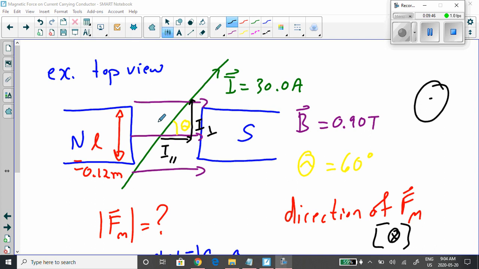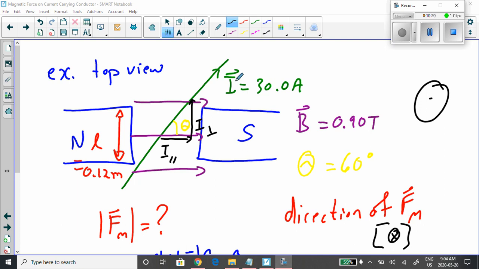All right, let's do an example. Let's say you've got a north-seeking pole of a magnet here, and a south-seeking pole of a magnet here. Let's say the magnets are L meters wide. That tells us how wide the magnetic field is, and let's say it's 0.12 meters. That's what our L is. And let's say the current is in a wire that goes through this area of the magnetic field. This is a top view. And there's 30 amps going through that wire.